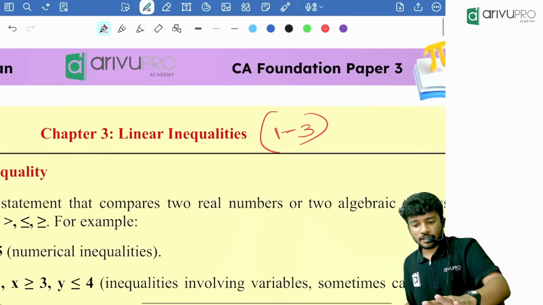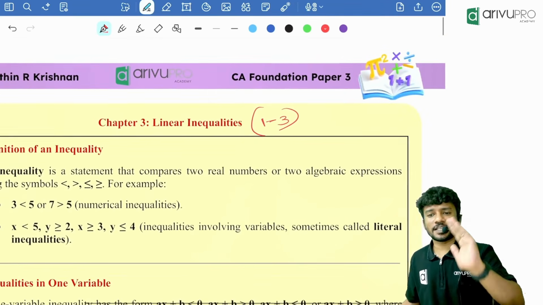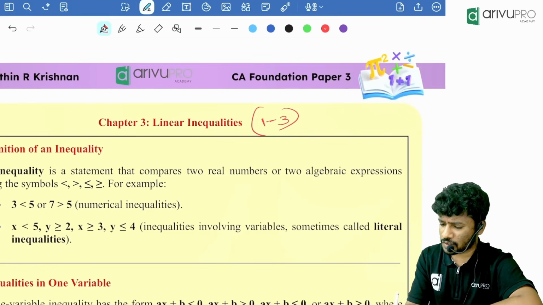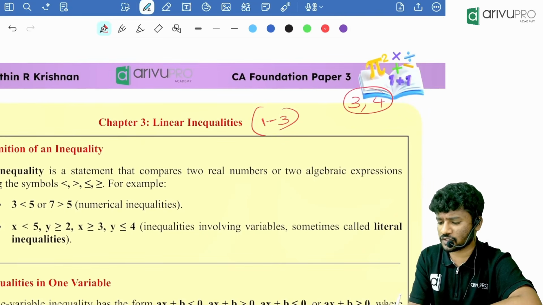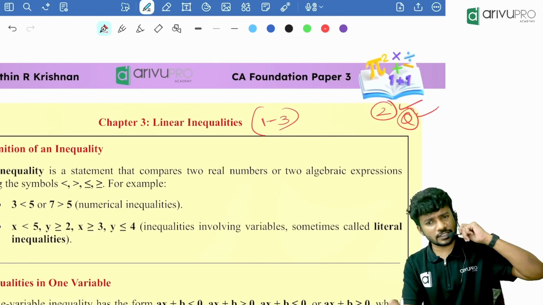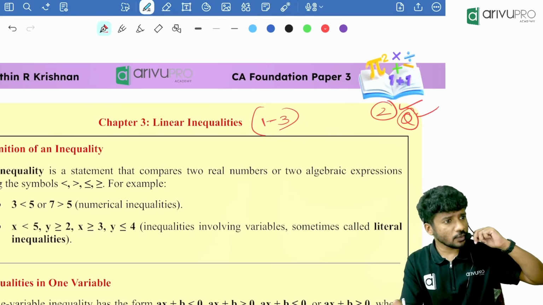Now, usually 1 question is there. All the attempts we have seen 1 question, but in the recent attempts, last 3 or 4 attempts, we were seeing that 2 questions are there. Usually 2 questions will be there. It's a very small chapter and very easy to study.